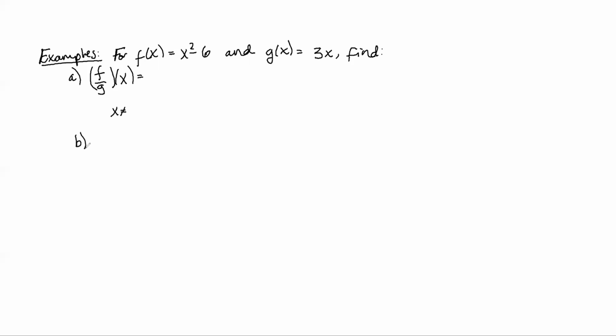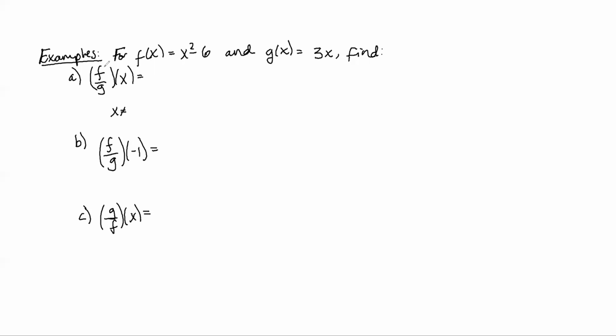Part B, we're going to find f over g of -1. So just like we did before, we're going to take our f over g of x and plug in -1. And then lastly, we're also going to find g over f of x. All right, so let's go ahead and start with f over g of x.